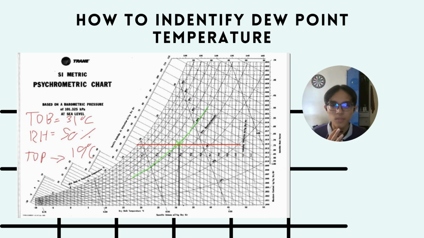How can we identify dew point temperature based on the parameters given? There is the dry bulb temperature and relative humidity. We know that dry bulb temperature is vertically upward, that is 31 degrees C. We draw that line. And relative humidity is 15%. We draw the curved line on the 15% of relative humidity. And then we draw horizontally from the left to the right to cross both the relative humidity line and the dry bulb temperature line. Once we cross that, we get the dew point temperature, which is 19 degrees C.